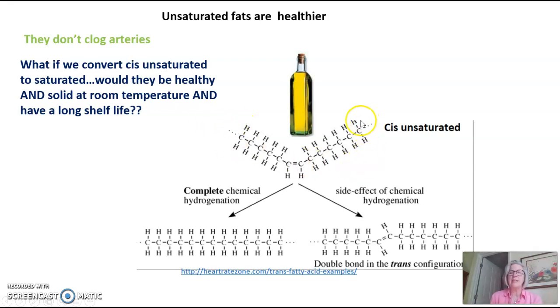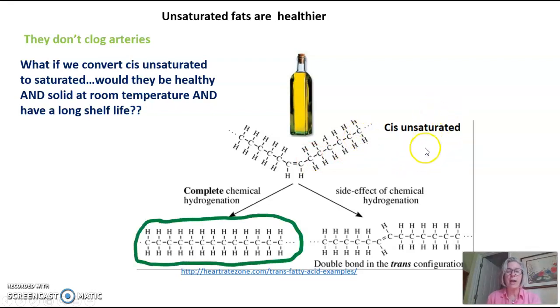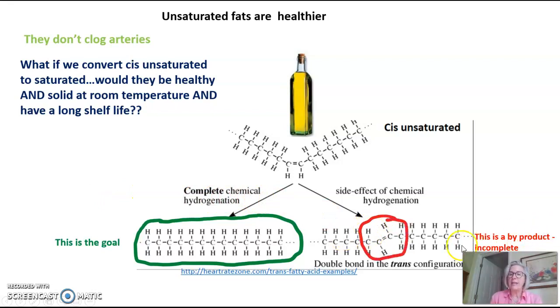So what scientists did is they took cis unsaturated fatty acids, which are very healthy, and they put them under high temperature and high pressure, and that's called chemical hydrogenation. What they were trying to get was these saturated fatty acids, but hoping that they would still be healthy because they were made by our plants. This was the goal. What they actually got was incomplete hydrogenation. So what they got was adding some hydrogens, but when they did, they came in the trans configuration. They became what we call trans fats.